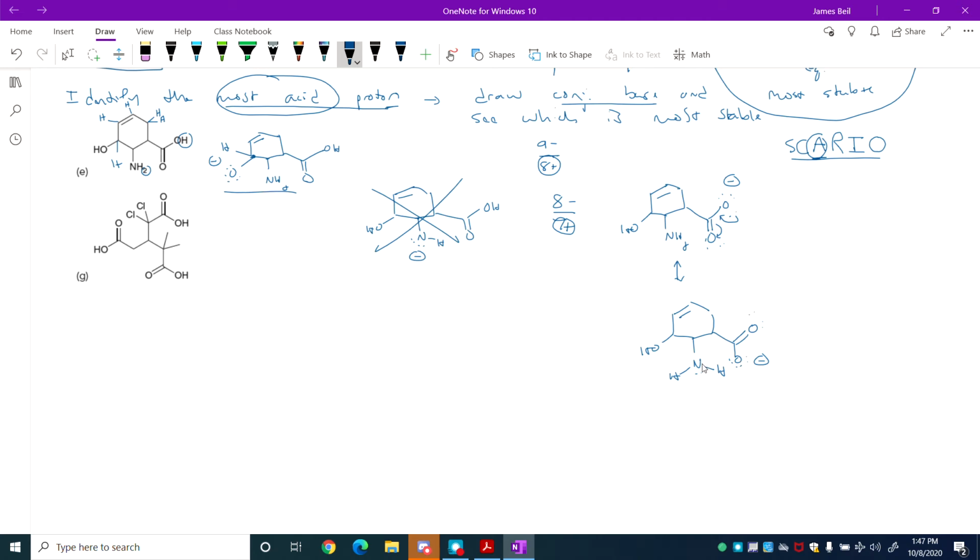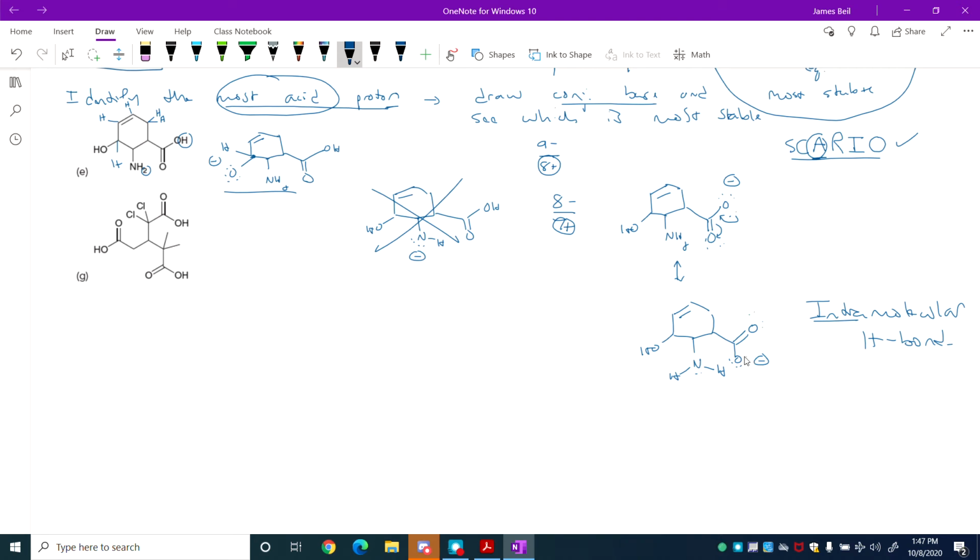There's also something here that isn't really captured in this acronym. Does anyone see it? It's an intramolecular hydrogen bond. Not intermolecular, intra, so within the molecule.